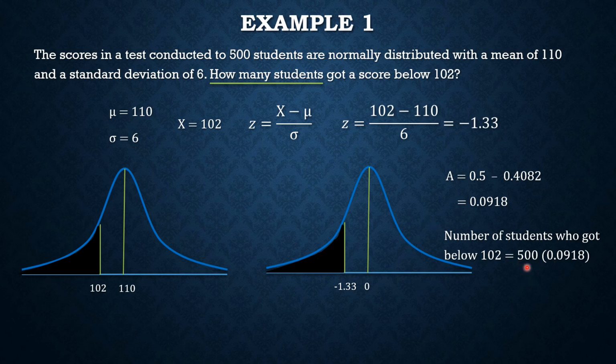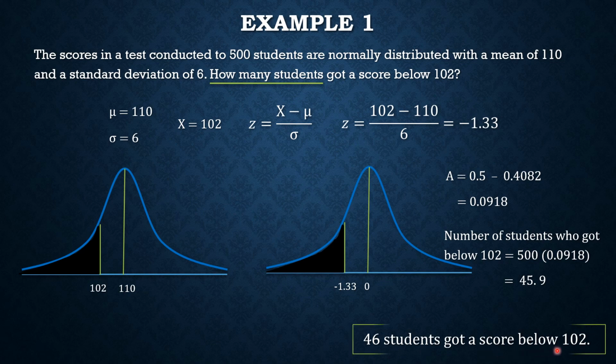And then here, 500 times 0.0918 is equal to 45.9. But since tinatanong number of students, hindi tayo pwede magsulat ng ganitong answer. So therefore, the final answer is 46 students. So definitely, there are 46 students who got a score below 102.